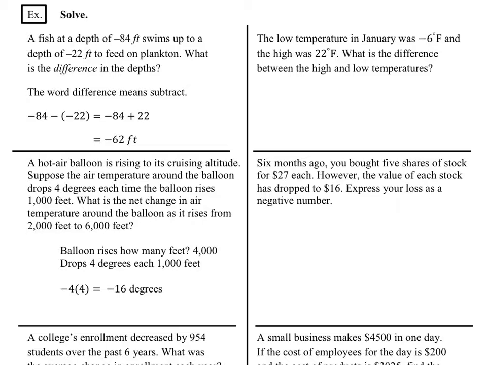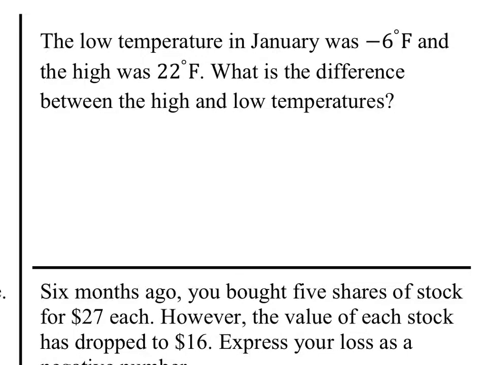Alright, so continuing with the examples that we have on this page. I got the low temperature in January was -6 degrees Fahrenheit, and the high was 22 degrees Fahrenheit. What is the difference between the high and low? So let's just list the high first. The high was 22 degrees. The low temperature shows at -6 degrees.